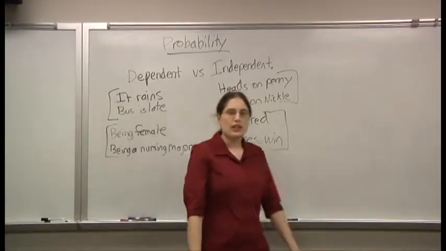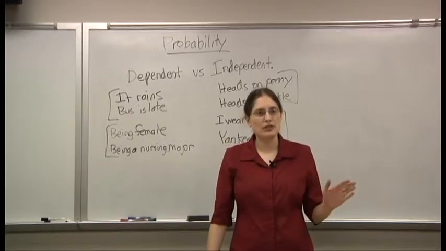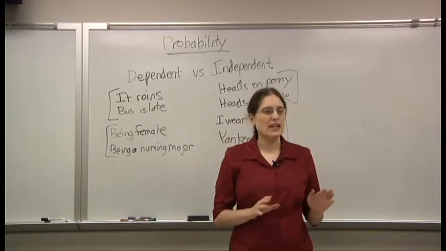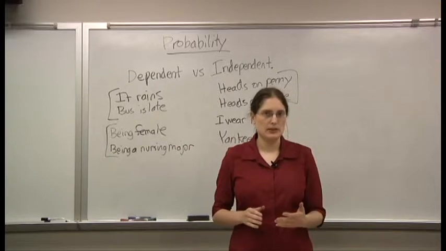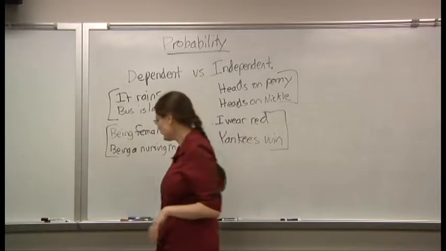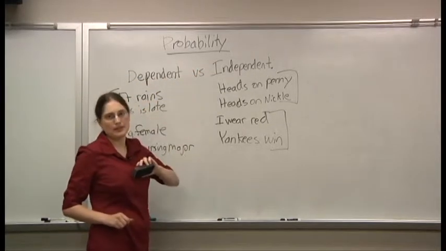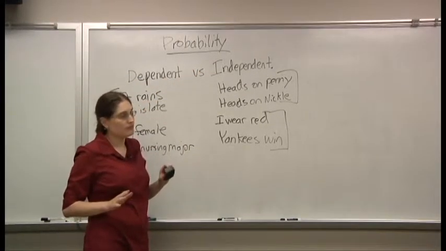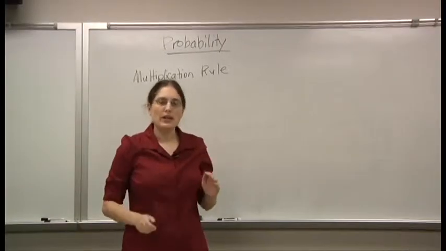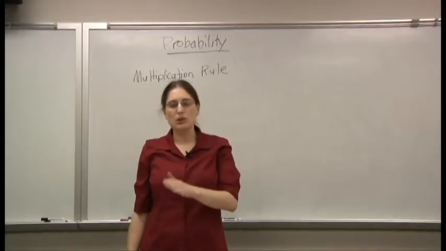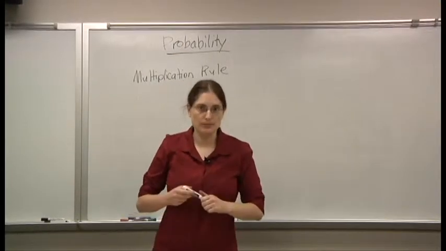So when you're looking at the probability of two events, you have to ask yourself, does one of them have any effect on the other? Is there any relationship? That's dependent versus independent. Any questions? Good. One way to find the probability of multiple events together is to use the multiplication rule.